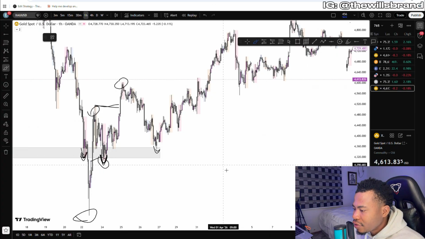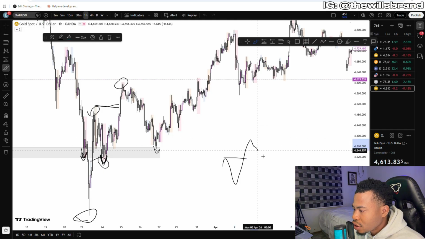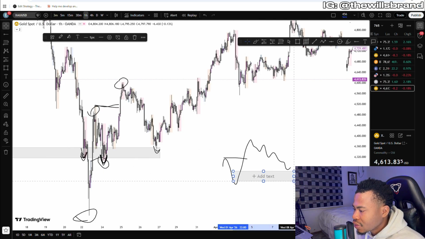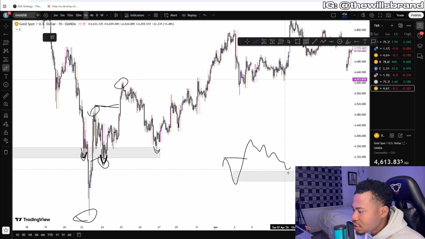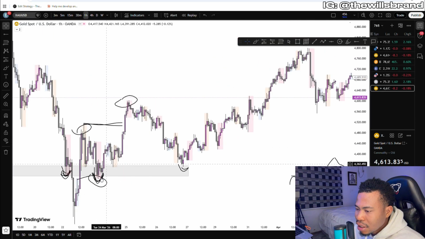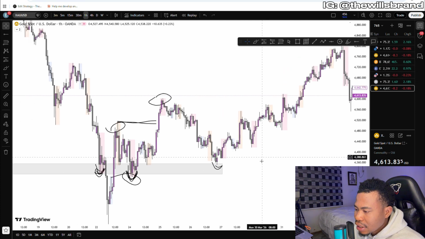Now if we have our structure like this, impulse, we don't have to guess where the correction is going to stop, right? All we have to do is look for areas, key level areas, we mark them and wait for price to come there. Once price comes there and gives us a change of character, then that's our signal to buy, right? So you can see here after we had our impulse, price corrected, all right, price corrected and came here.